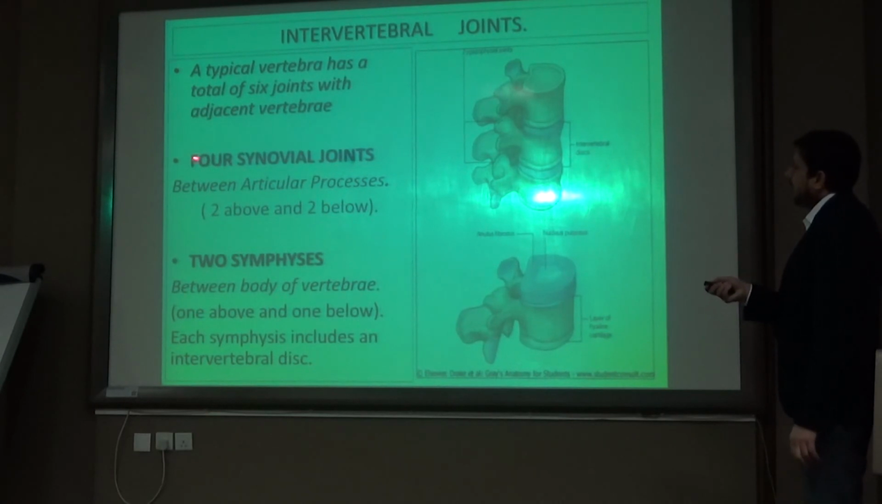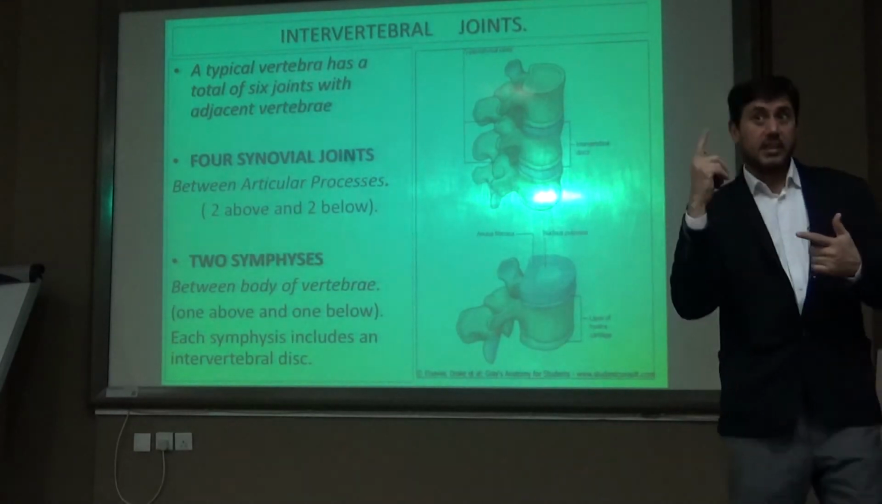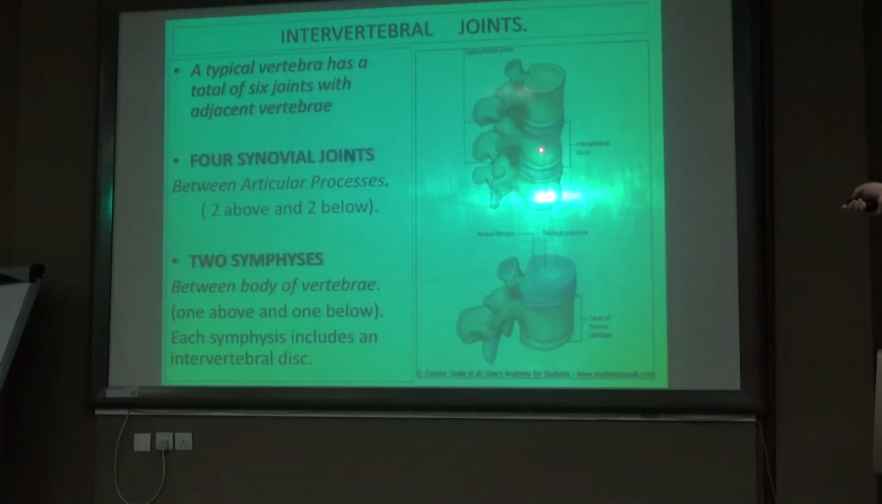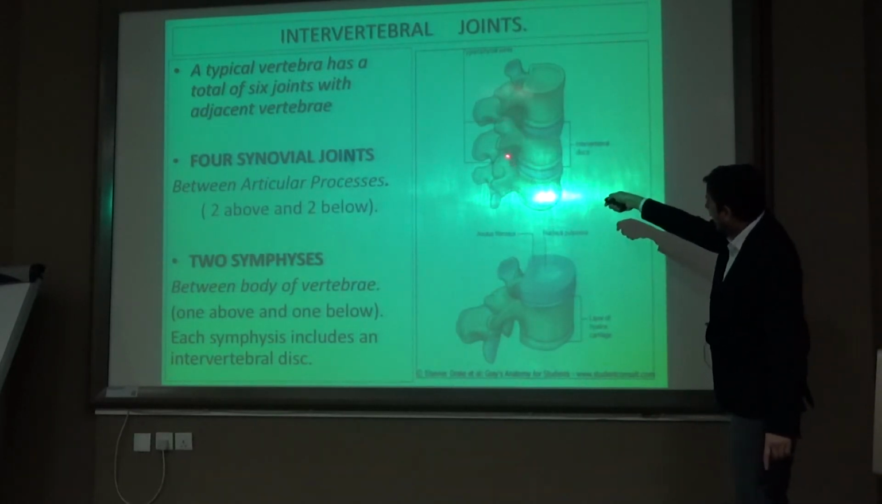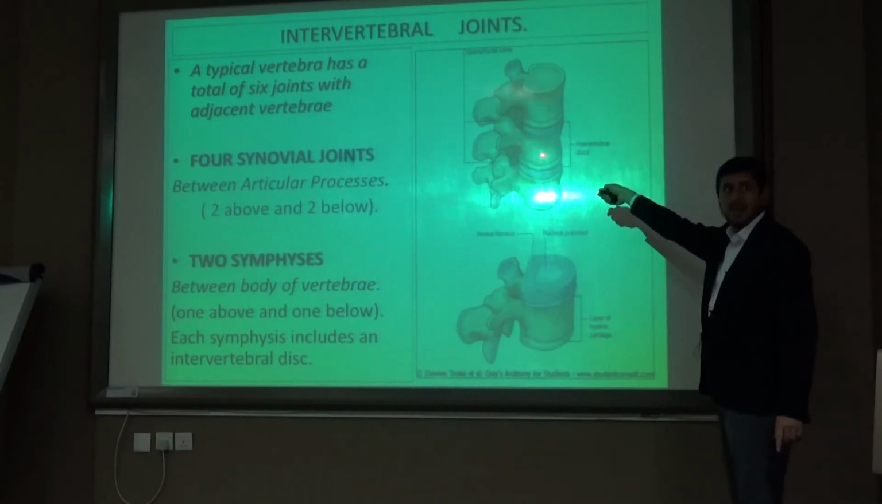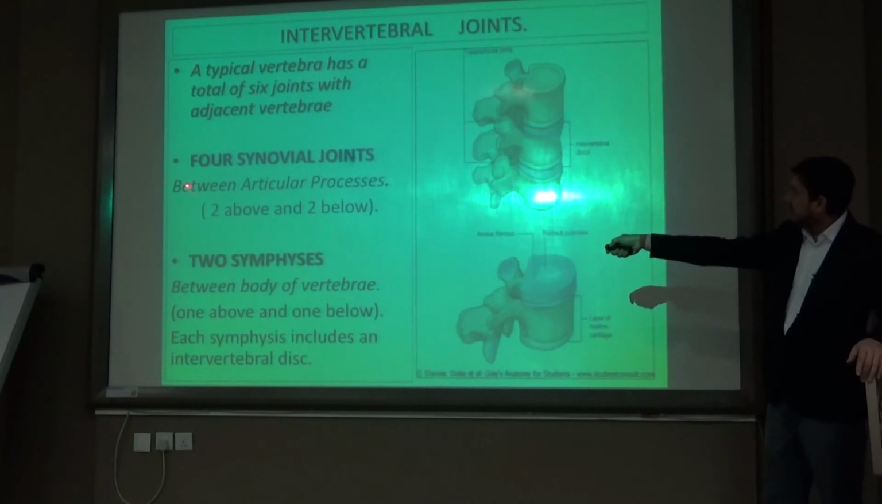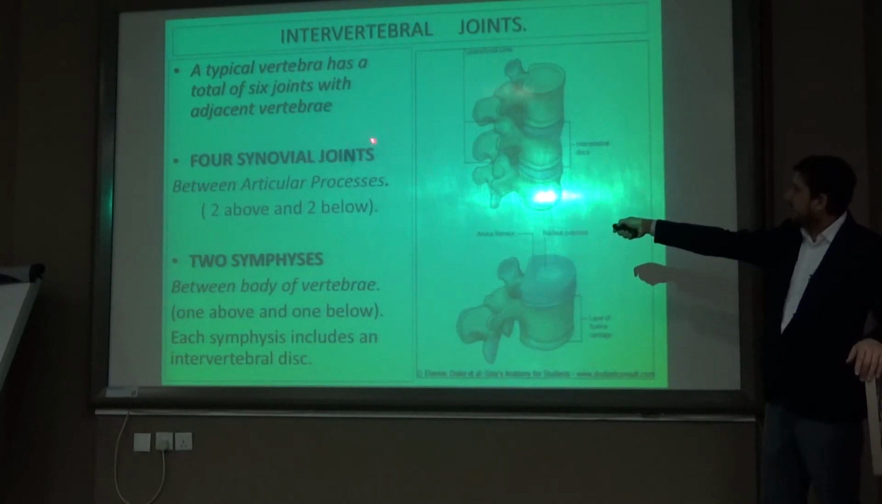How many synovial joints are there? Four. What are they? Right and left articular. Are you getting my point? These are synovial joints. Superior articular process, superior. If you take this vertebra, you can see it's making a joint over here and over here, right and left. How many? Four. What are these? Between articular processes. Very simple. And these are synovial joints.